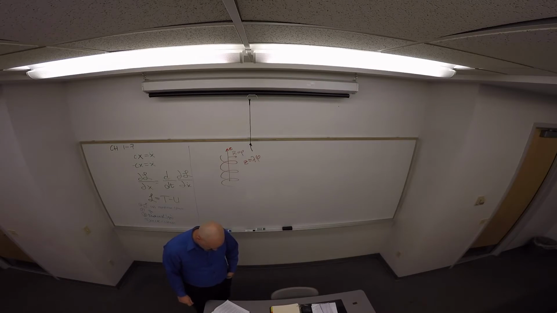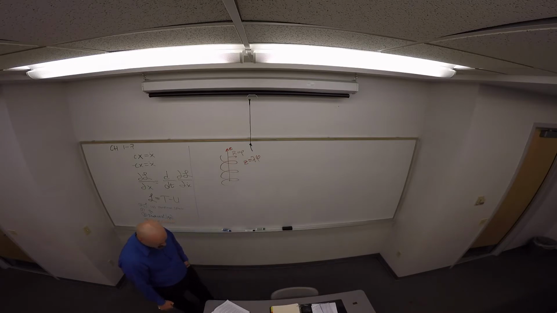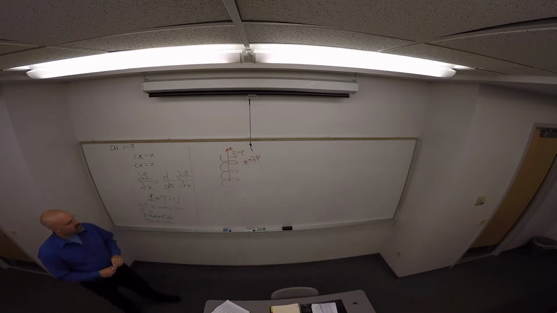hence the bead's vertical acceleration, z double dot. In the limit that r approaches 0, what is z double dot, and does that make sense? Okay?